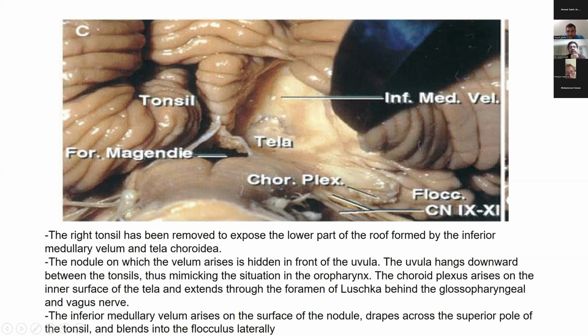The choroid plexus you can appreciate here arises from the inner surface of the tela and extends through the foramen of Luschka behind the glossopharyngeal and vagus nerves. This choroid plexus enters via the foramen of Luschka towards the fourth ventricle. The inferior medullary velum arises on the surface of the nodule and drapes along the superior pole of the tonsil. So this tonsil has been retracted. In the next picture, we will retract both tonsils.